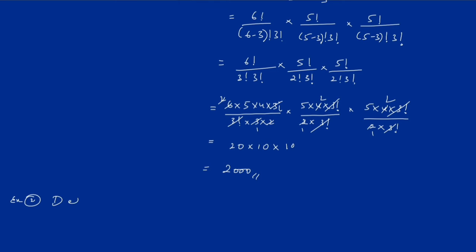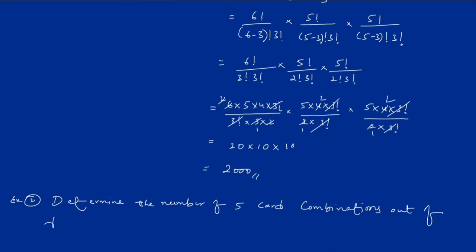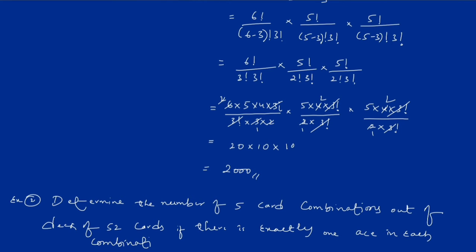Determine the number of 5 card combinations out of a deck of 52 cards if there is exactly one ace in each combination, right? Let's see its solution.